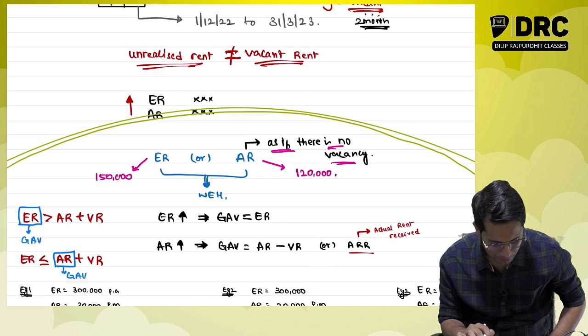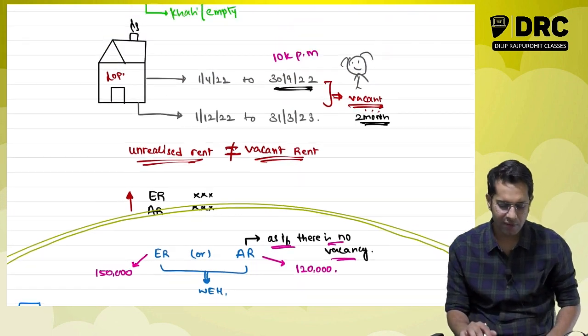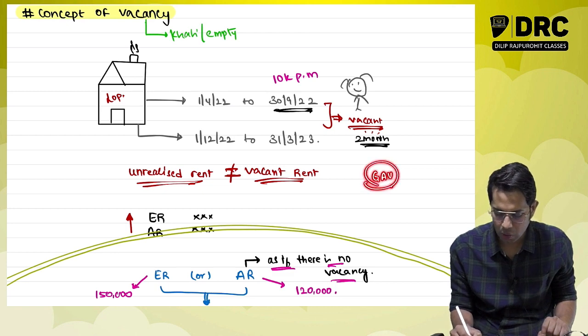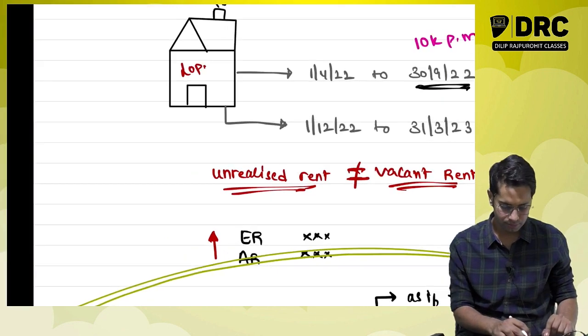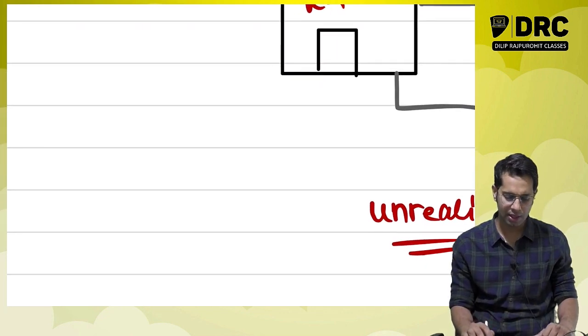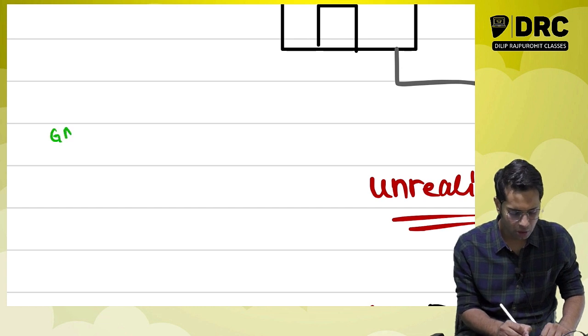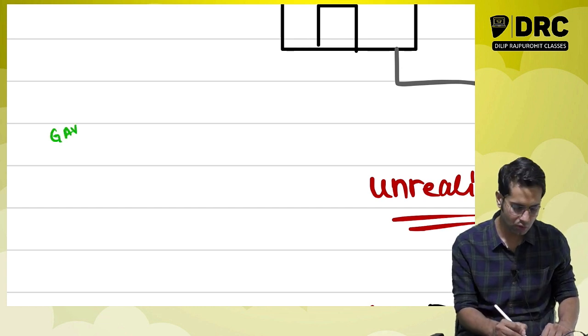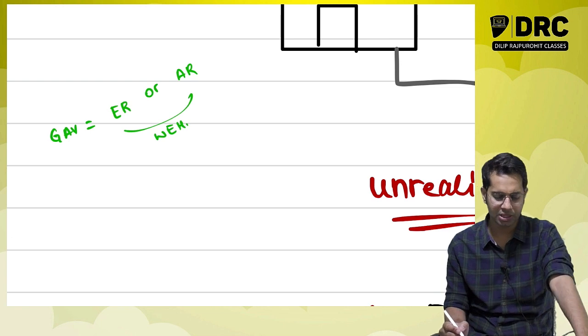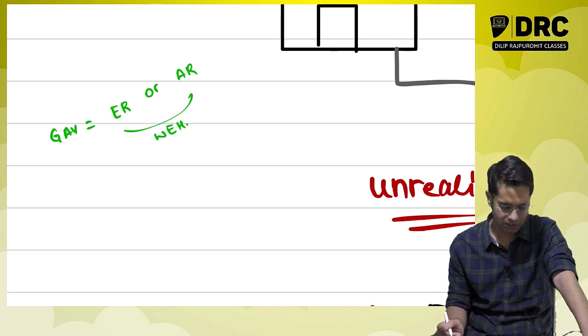Now whenever there is a concept of vacancy, the question is what is required to be taken as gross annual value. Just to explain this concept in brief, normally what is gross annual value? It is expected rent or actual rent, whichever is higher.